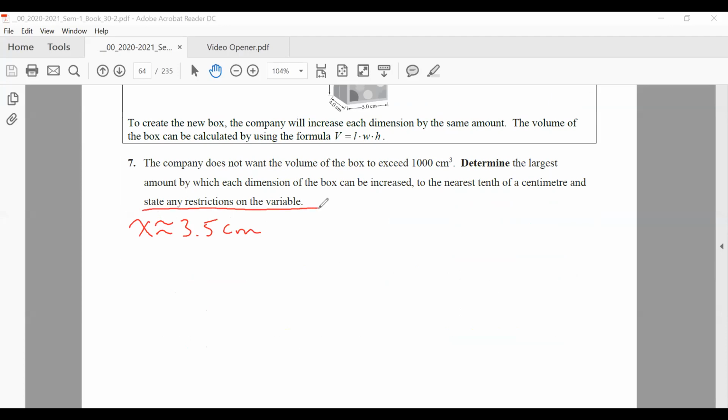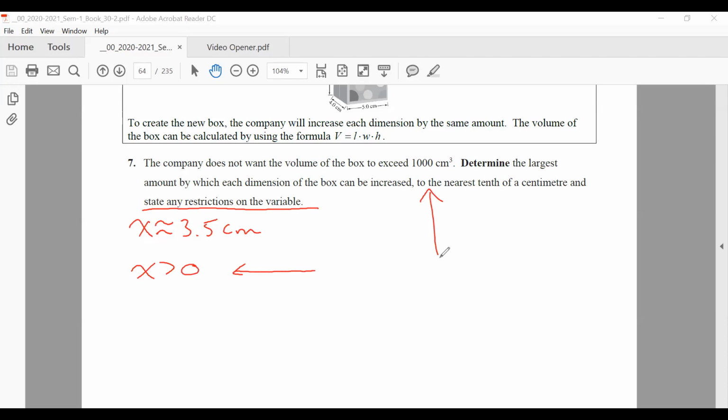Okay, state any restrictions on the variable. Okay, well, what we're going to do here is we know that x has to be greater than what? 0. You can't have a negative length being added. Like, as soon as I say that out loud, you know it doesn't make sense. So I'm going to get you to always think about what your restrictions are. All right? Okay, these are the types of questions that polynomials are leading into.